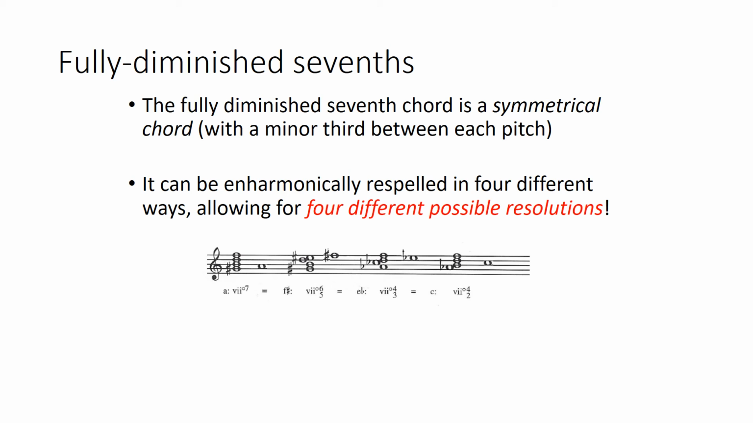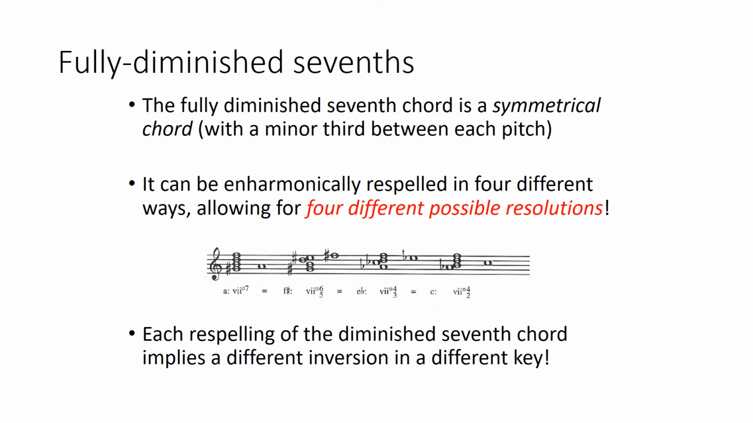Those all seem satisfactory, and they can take us to 4 different places. Because of the properties of this chord, that you can respell it and it still sounds the same because of the symmetrical properties, any one of those 4 notes can act as the leading tone. So that's probably what you should remember. In a fully diminished 7th chord, any one of those 4 notes could be the leading tone to a new key. And each time we respell the diminished 7th chord, it's a different inversion in a different key.